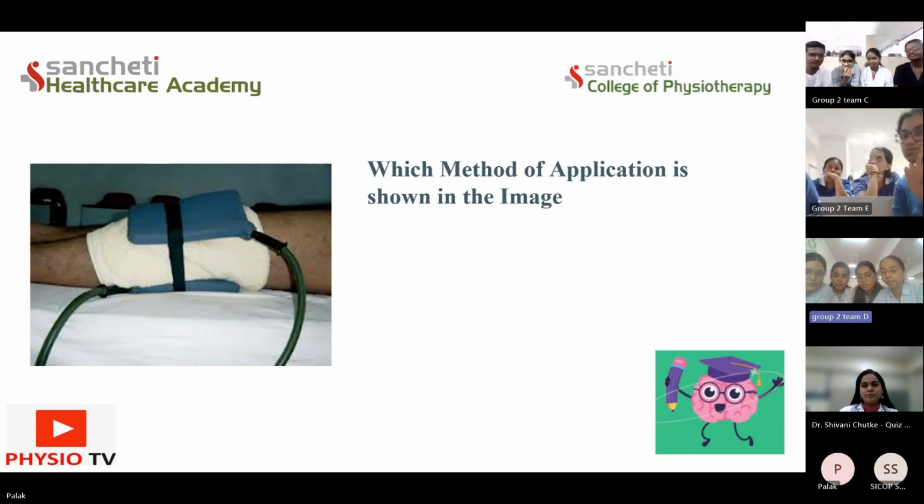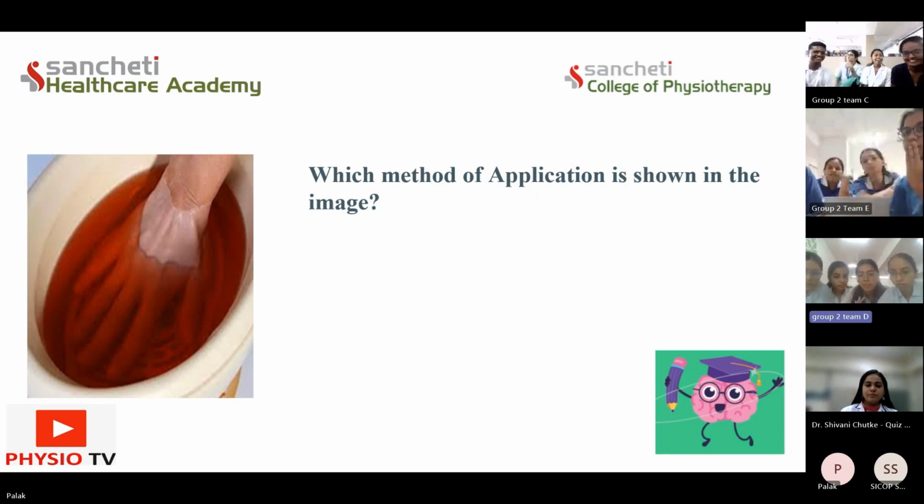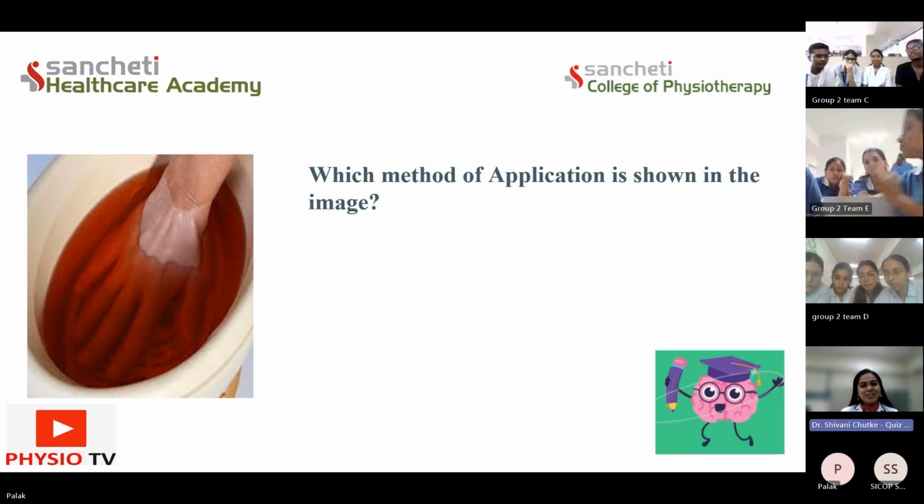Yes, ma'am. Which method of application is shown in the image? Ma'am, immersion method of paraffin wax bath. Absolutely right. That has fetched you 10 marks. Team E, are you ready?